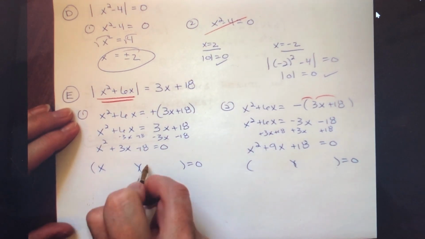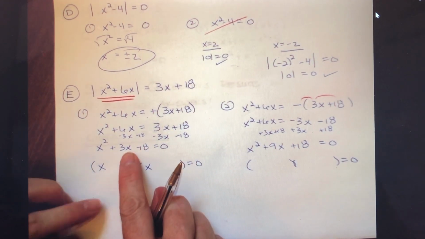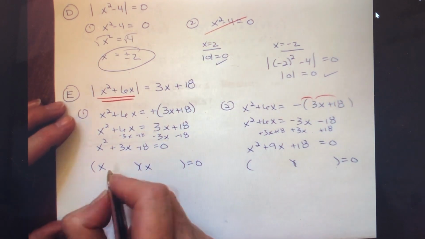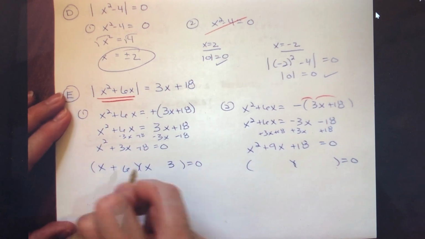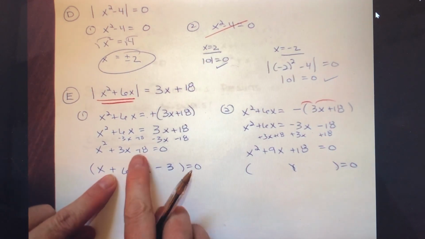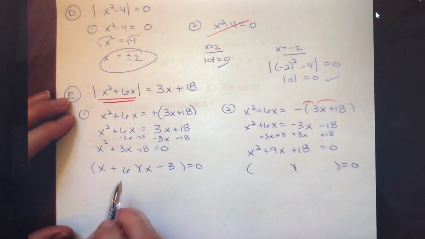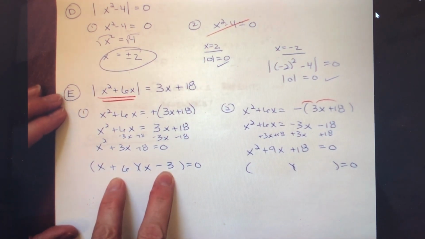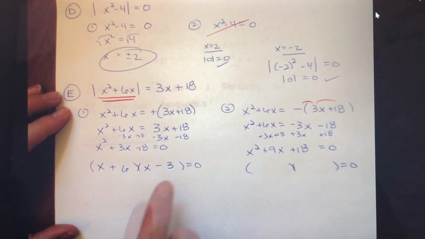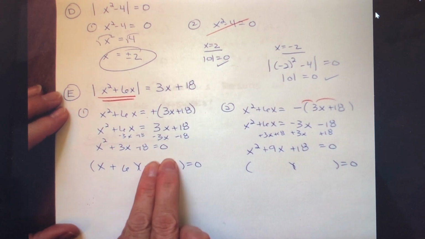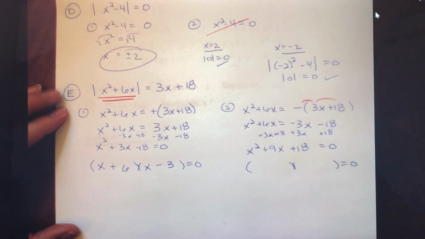So I have x, and two numbers that multiply to get negative 18, but add to get 3: a 6 and 3. So a 6 and a 3. If I make the 6 positive and the 3 negative, that gets me the negative 18, and combining those gets me the plus 3x. So once you have a quadratic factored, if you choose to use that method, the zero product property says we can take these one at a time and set them equal to 0. So x plus 6 equals 0 will give me an answer, and x minus 3 equals 0 will give me another answer.